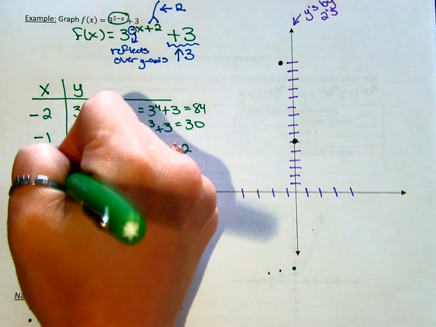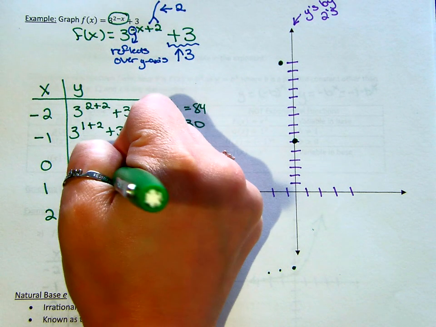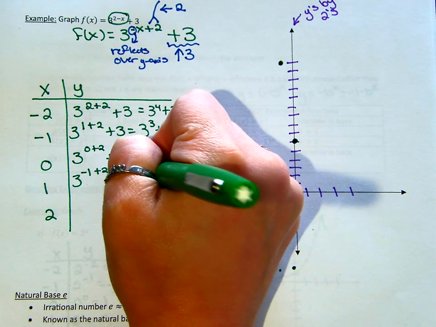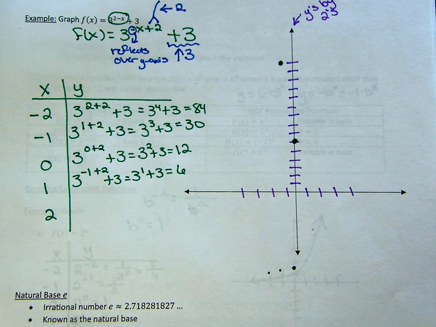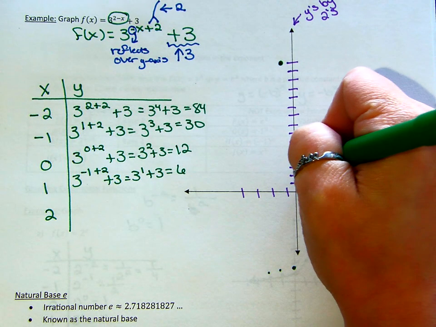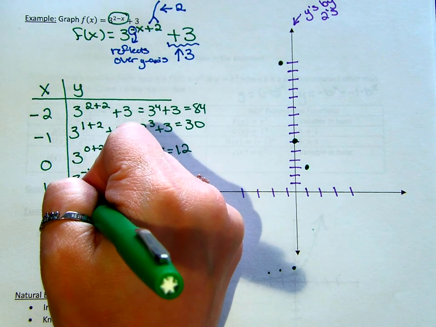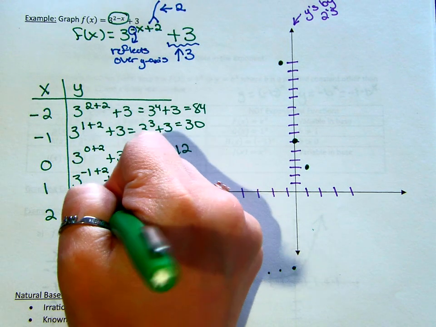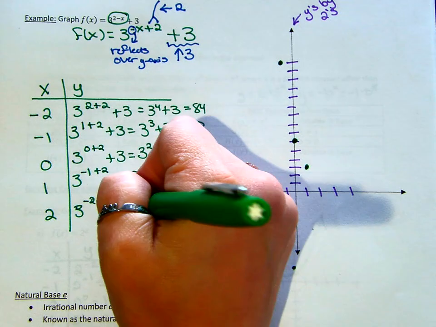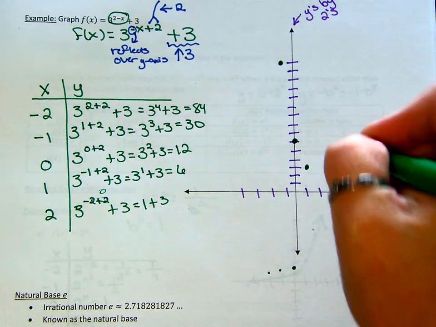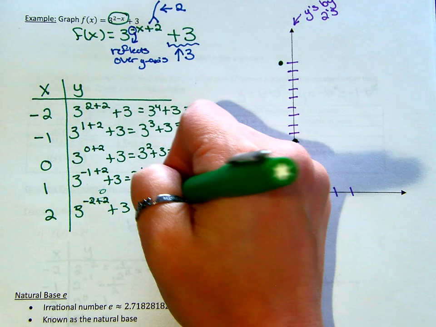Three to the -1 plus 2 plus 3 is 3 to the 1st plus 3, which is 6. 2, 4, 6. And 3 to the -2 plus 2 plus 3. Well, -2 plus 2, that's 0. So that'll give me 1 plus 3, which is 4. Be careful there that you're not tempted to say that that's 0.